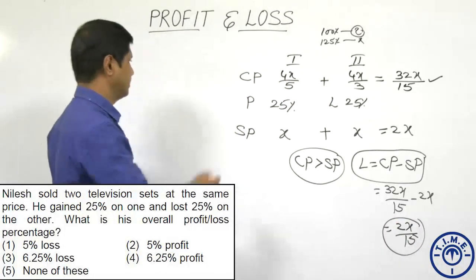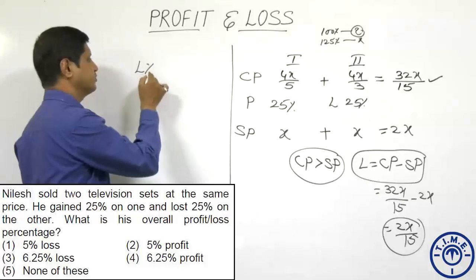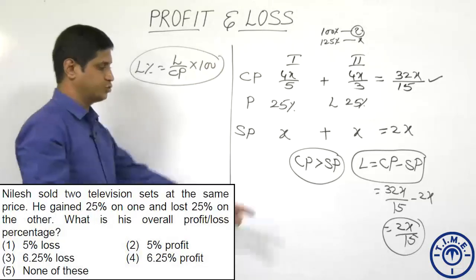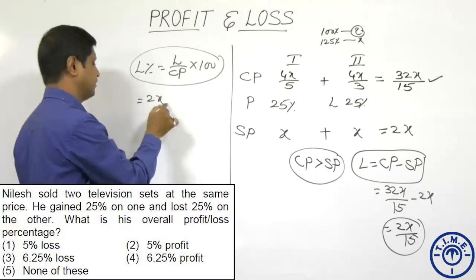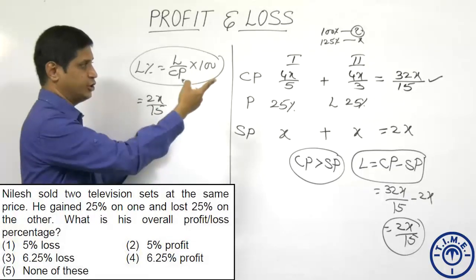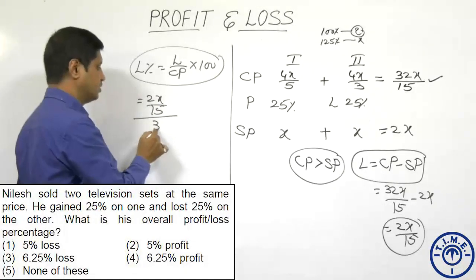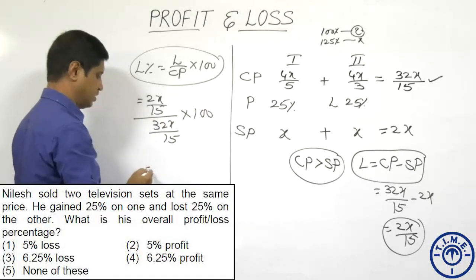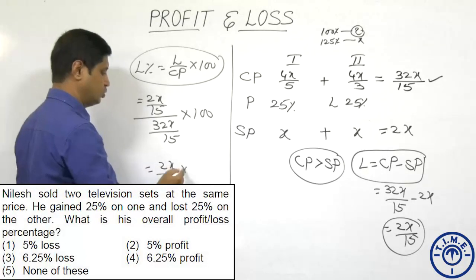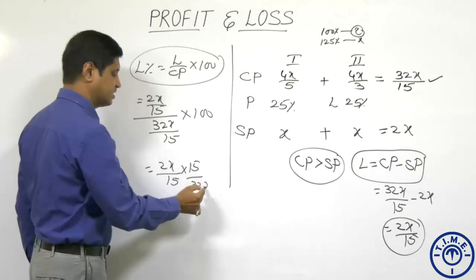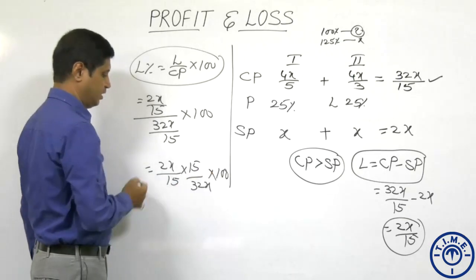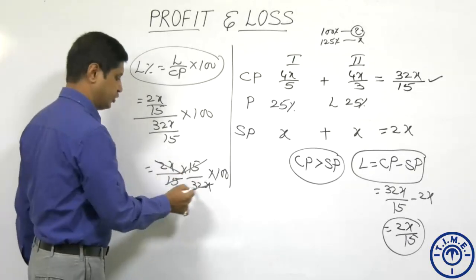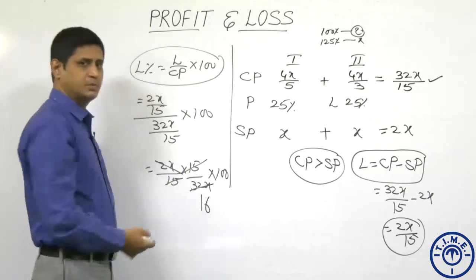What is the loss percentage? Loss percentage means loss by cost price into 100. The loss is 2X by 15 and the cost price is 32X by 15, so we divide by 32X by 15. Percentage means into 100. Solving this, 2X by 15 into 15 by 32X into 100. Simplify. What is the cancellation? 15 and 15 we can cancel. Now, 2X goes how many times in 32X? 16 times. 1 by 16 is half of 1 by 8.